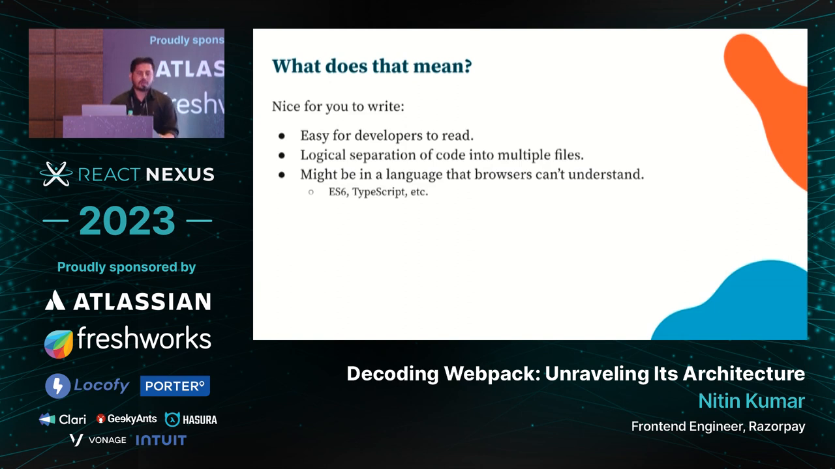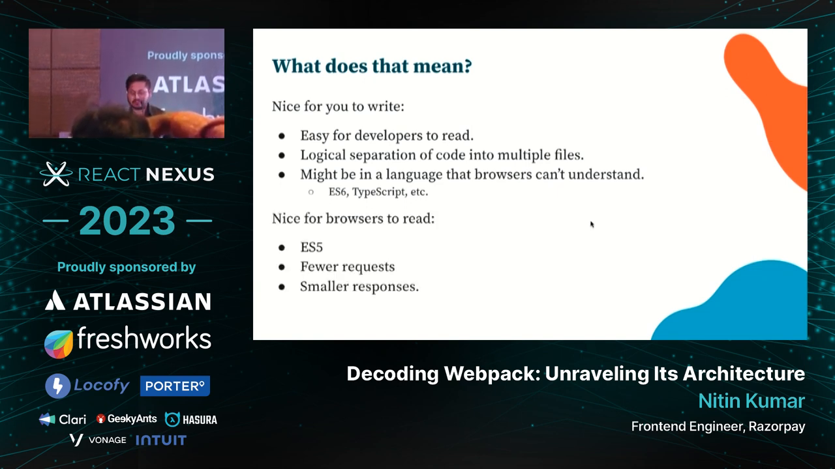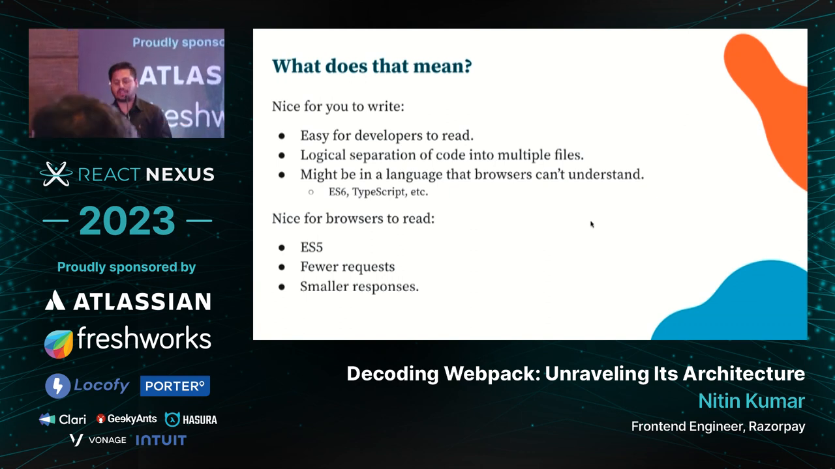Nice for you to write can be formatted code in multiple lines, logical separation of code in multiple files, or it could be in a different language that the browser does not understand. For example, TypeScript. Any TypeScript lover here? Okay. That's quite a lot. So nice for browsers to read could be ES5, fewer requests, smaller responses.